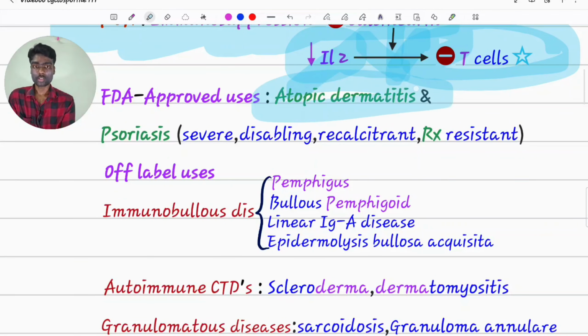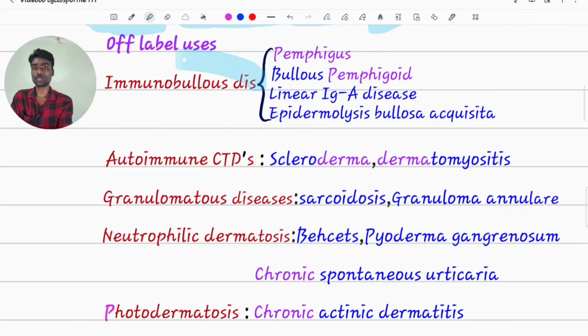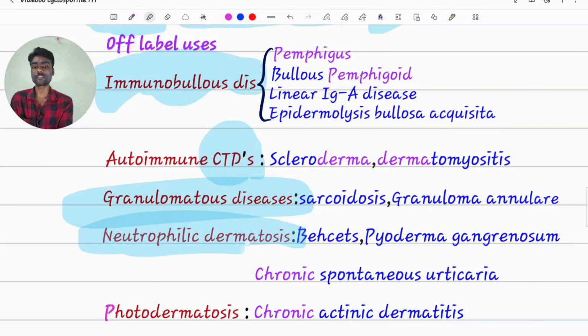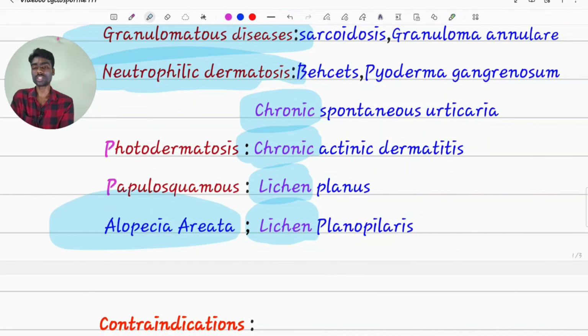FDA indications are atopic dermatitis, psoriasis, which is severe, disabling, recalcitrant and resistant to treatment. Off-label uses are immunobullous diseases, autoimmune connective tissue diseases, granulomatous diseases, neutrophilic dermatosis, chronic spontaneous urticaria, chronic actinic dermatitis, lichen planus, lichen planopilaris, and alopecia areata.